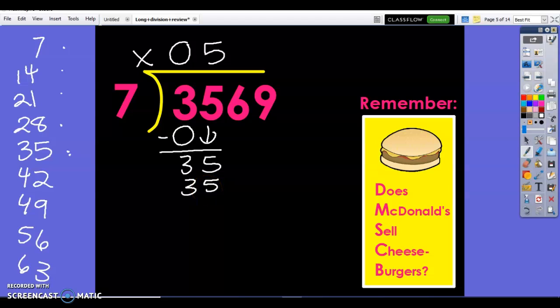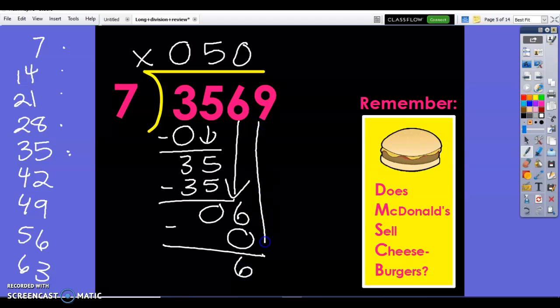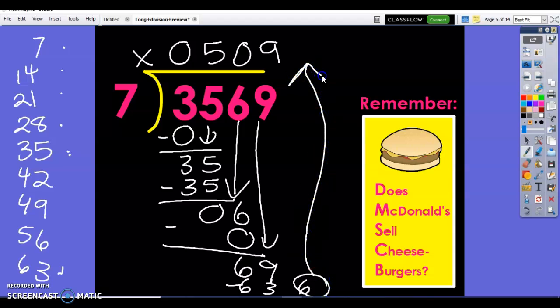Then I'm going to subtract. I have a 0. I bring down my 6. 7 can't divide into 6, so we have a 0 on the top. 0 times 7 is 0. Subtract. You have a 6. Bring down your 9. Now, 7 divides into 69 9 times. 9 times 7 is 63. When you subtract, you end up with 6 remaining. That remainder comes back up for a remainder of 6.